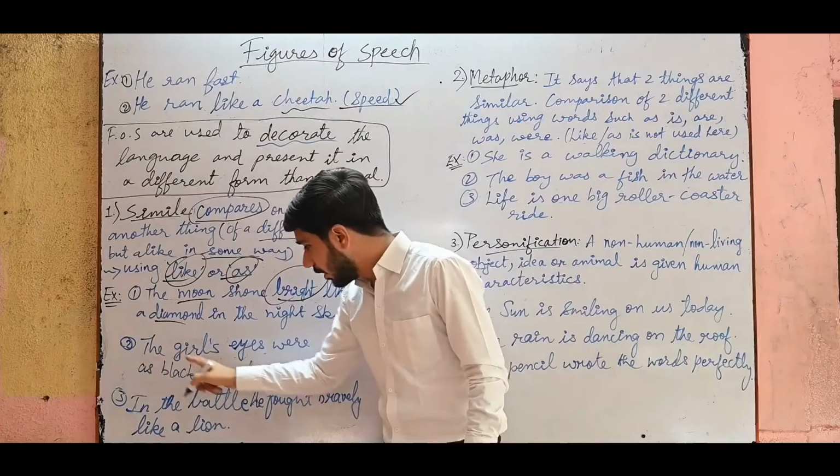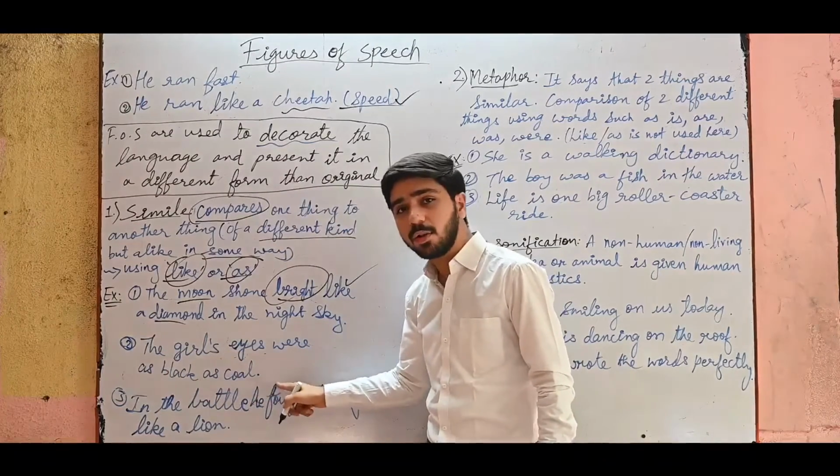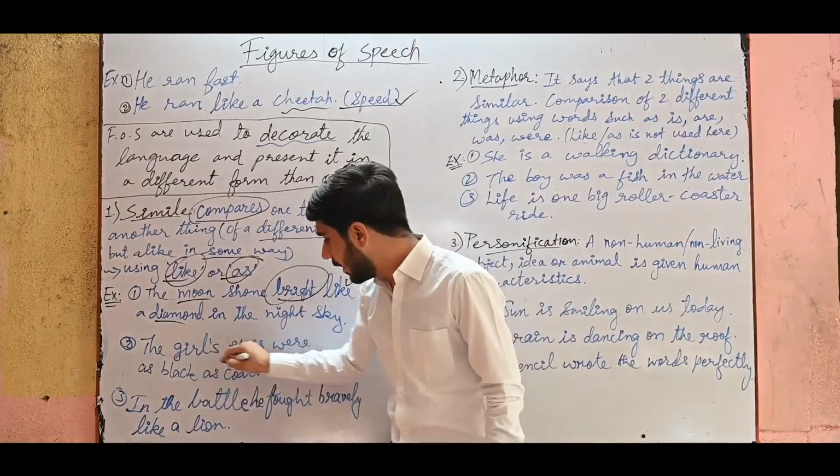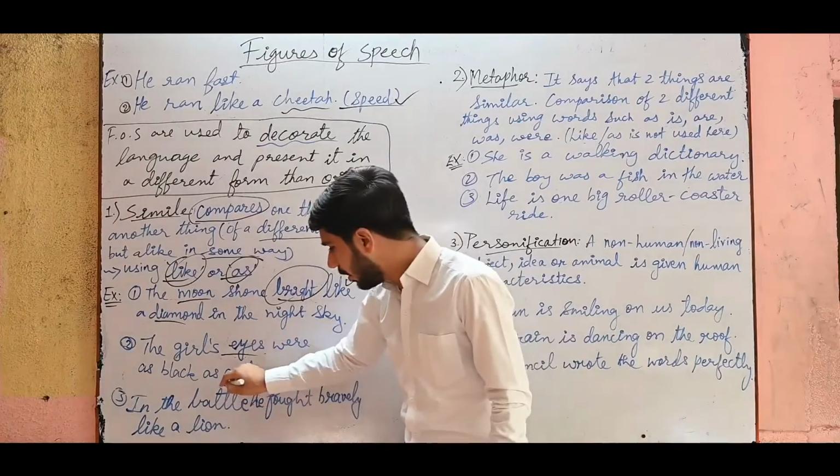Next example, the girl's eyes were as black as coal. Now here again which two objects are compared? The eyes of the girls and the coal.